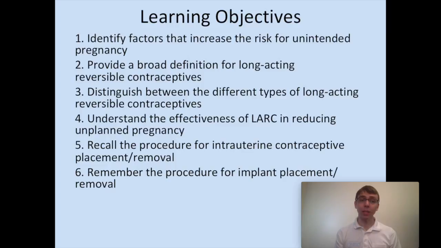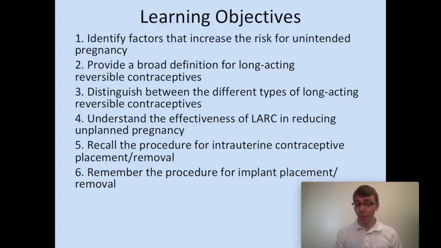The second objective is to provide a broad definition for long-acting reversible contraceptives. The third objective is to distinguish between the different types of long-acting reversible contraceptives. The fourth objective is to understand the effectiveness of LARC in reducing unintended pregnancy. The fifth objective is to recall the procedure for intrauterine contraceptive placement and removal. The sixth objective is to remember the procedure for implant placement and removal.